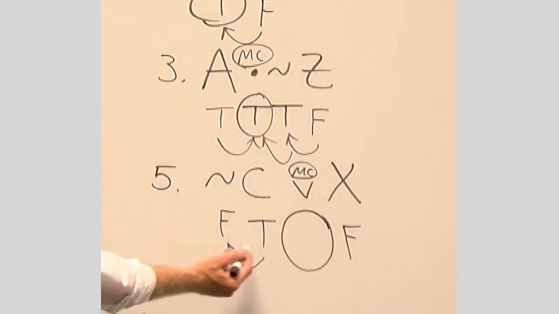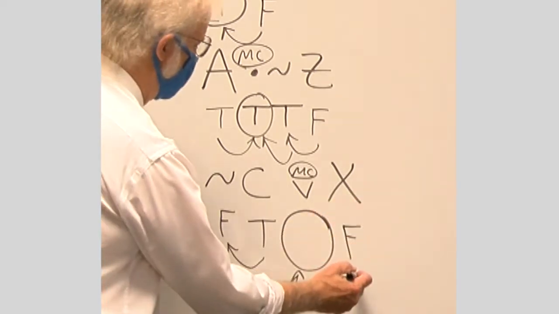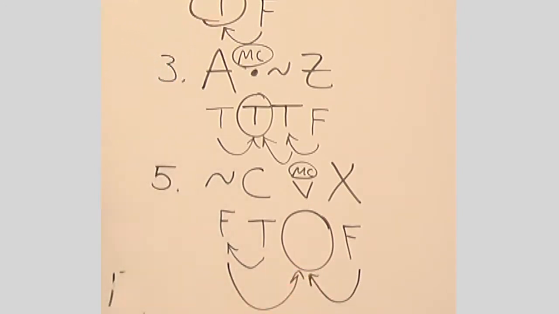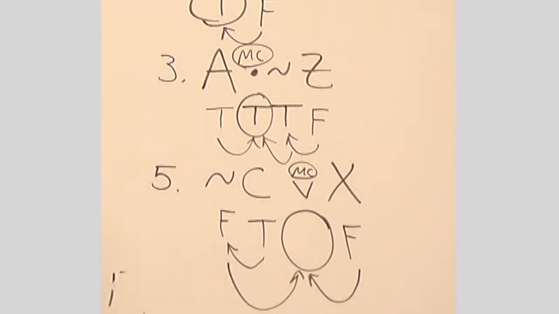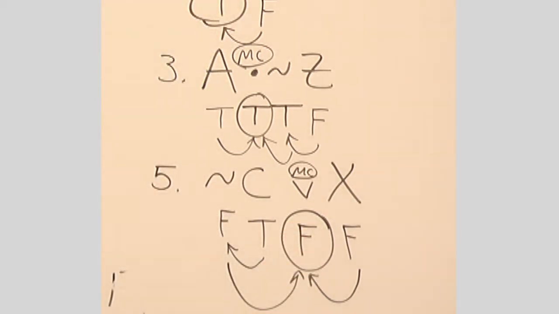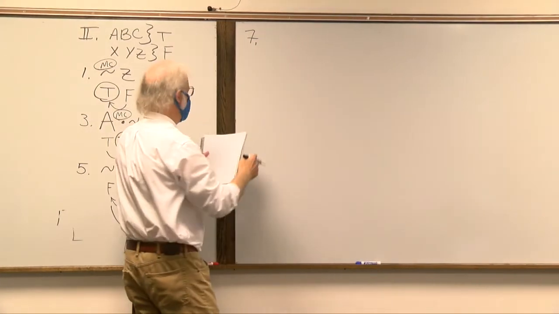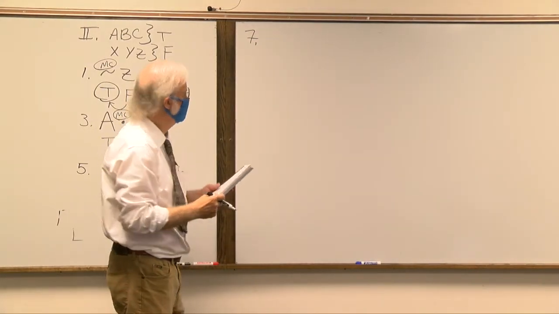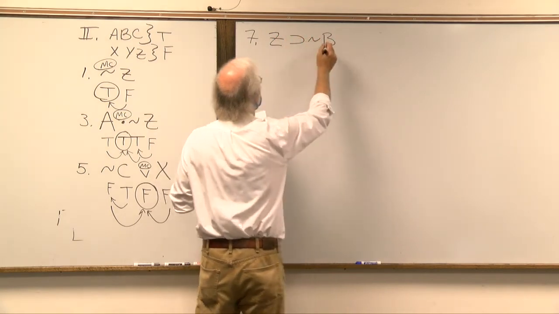Then I take the left side as a whole, it's false. And the right side as a whole, it's false. And I use my knowledge of the wedge. When both sides of the wedge are false, the wedge itself becomes false. So the final answer here is false. Let's go over to number 7 on page 235. Here we have Z implies not B.